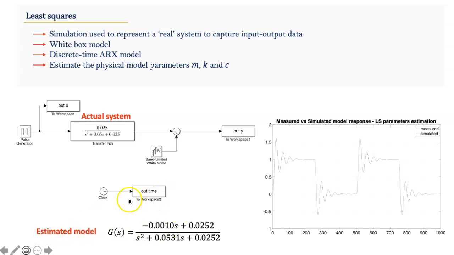And then this is using the least squares algorithm. This is the estimate I get for G of S. So that's the actual system, and then this is the estimate. So you'll see there's a little bit of error, but it's quite a close match.